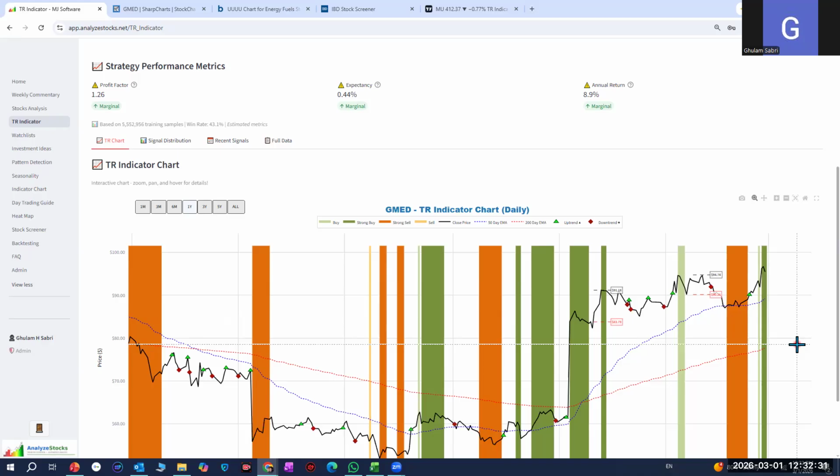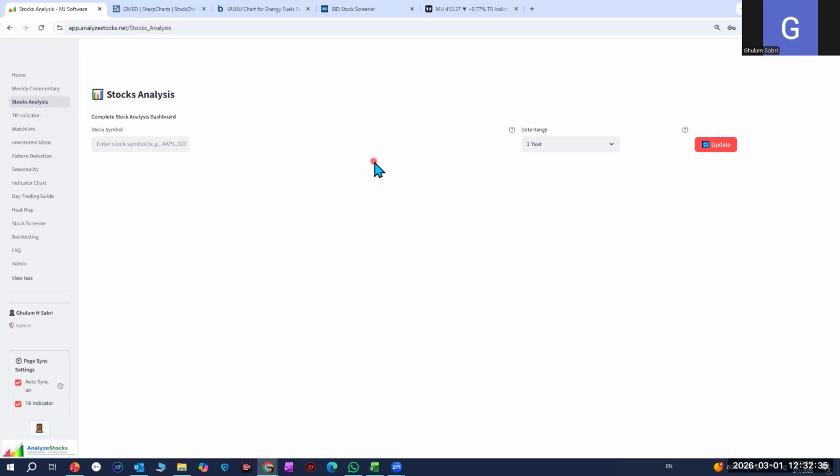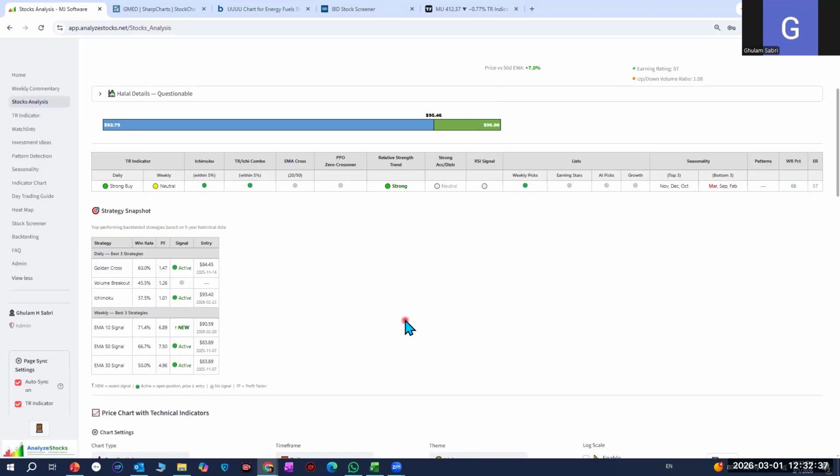We can take some chances. Going back to this GMAT, and because of this strategy snapshot, we can see that out of six best strategies on both time frames, five are active and one has given a new signal.